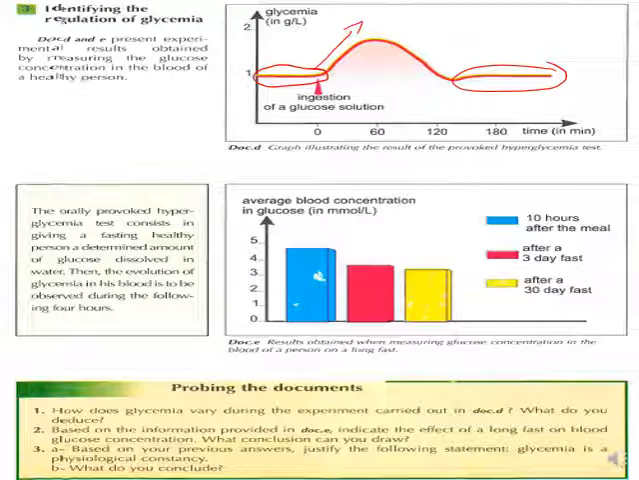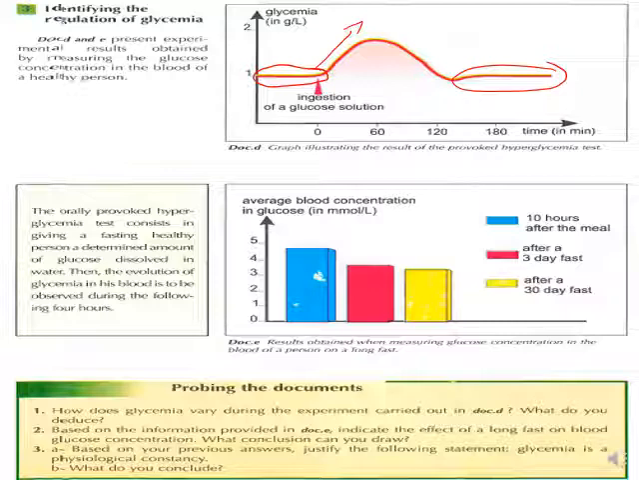How does glycemia vary during the experiment carried out in document D? What do you deduce? We deduce that the body is provided with a special mechanism that brings glucose back to the normal level, and therefore we can deduce that glycemia is a biological constant.